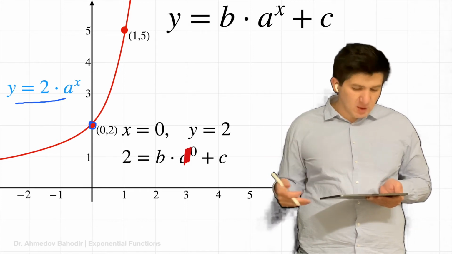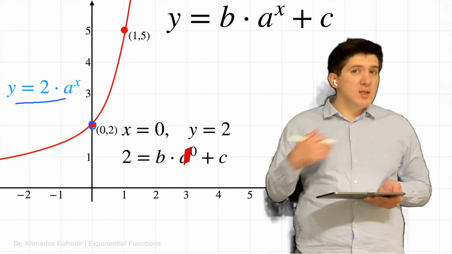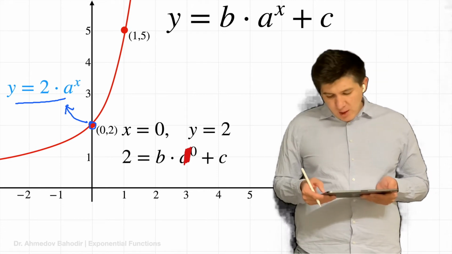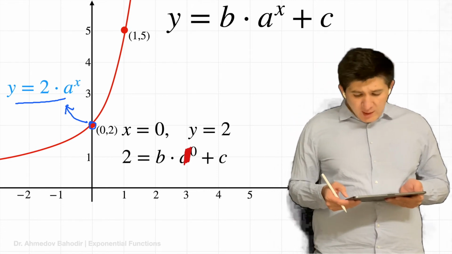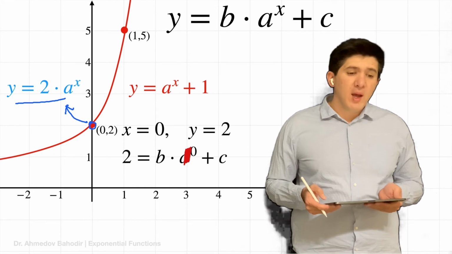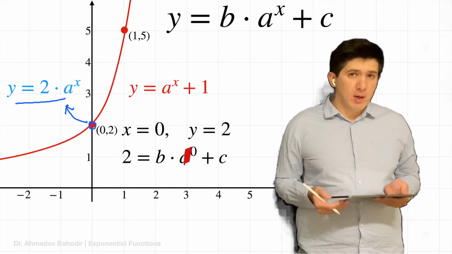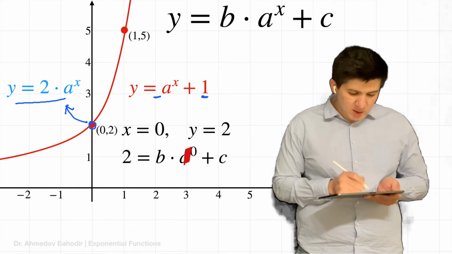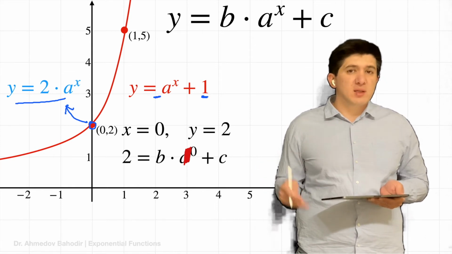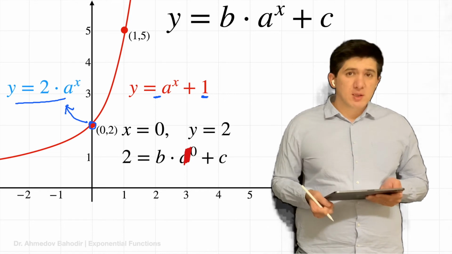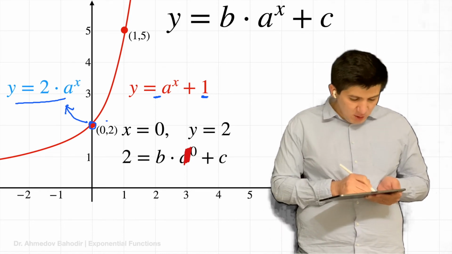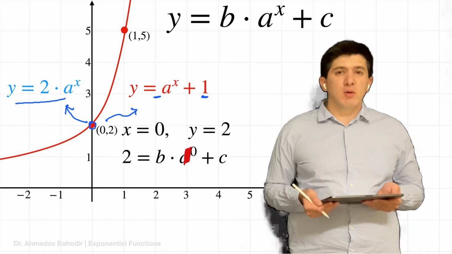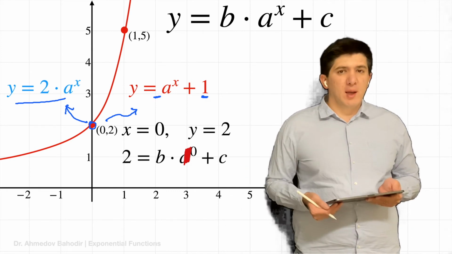Essentially, if I substitute the x and y coordinates of this point into this function, it is going to be true. But at the same time, I can have the shape of this function in this form, a to the power of x plus 1. So again, c is equal to 1, and b, which is the coefficient before the a to the power of x, is also 1. The sum is equal to 2. So this function is also satisfying the coordinates of this point. If I substitute the coordinates of this point, it is going to be true again.